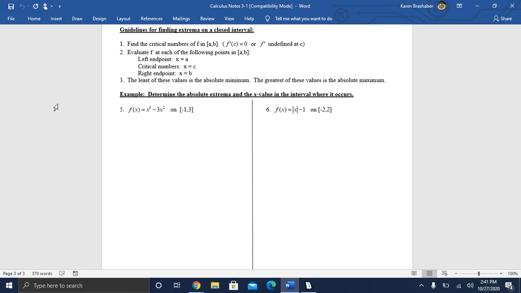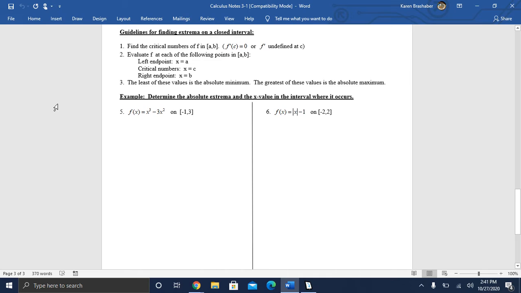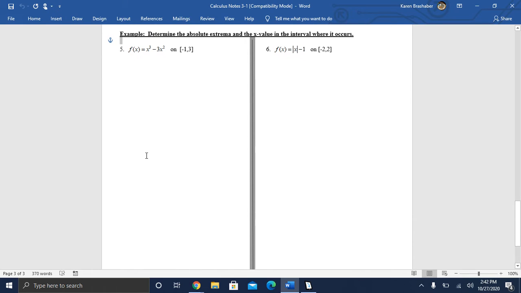So you have these three guidelines. First of all, find your critical numbers. You're going to do your derivative, set it equal to 0, and also find where it might be undefined. And then we will evaluate your original function at the two endpoints of the closed interval, as well as at each critical number. Your least y value will be the absolute minimum, and your greatest y value will be the absolute maximum. So I'm going to give myself plenty of space to do this work.